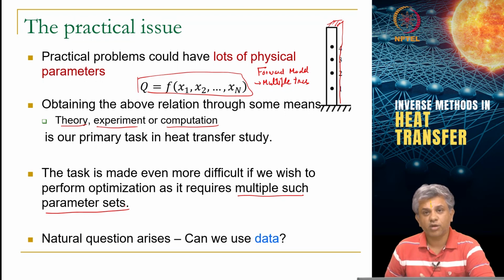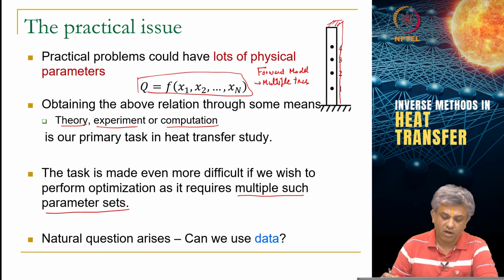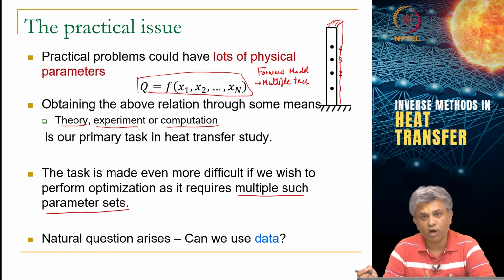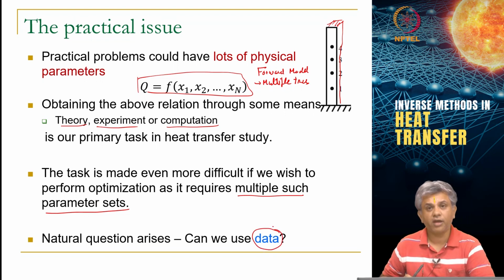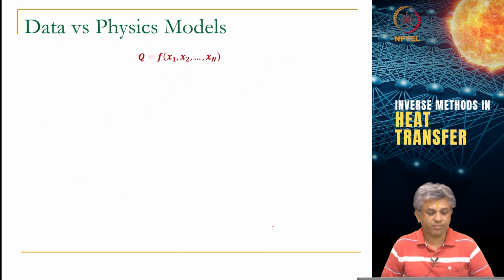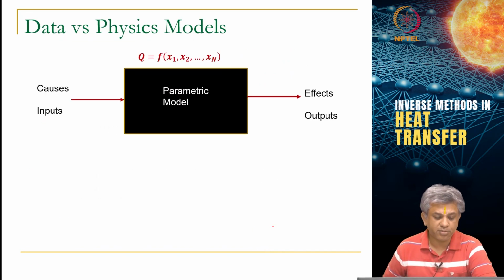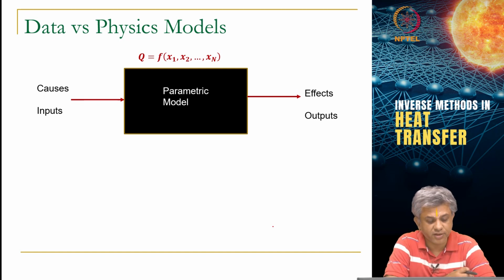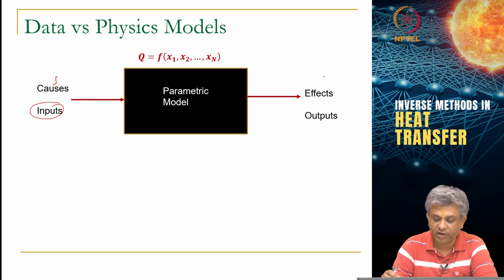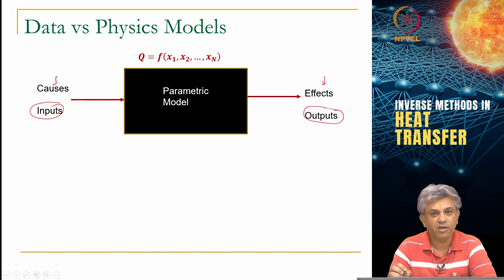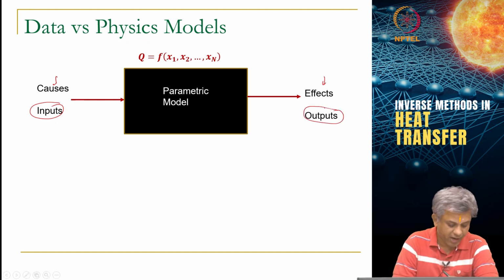So, the question here is, instead of simply using only theory, computation or prior experiments or just experiments that you are doing right now, can you use data? Why do we need to use data? You have two types of models. So, as we have discussed, you have causes which we are going to call inputs and you have effects which we are going to call outputs. In the middle is some parametric model.